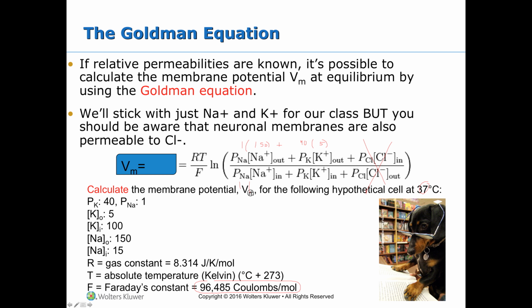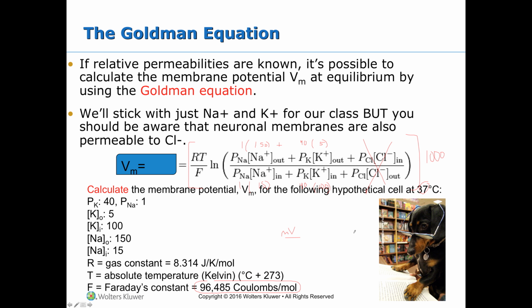And then you have 1 times 15, and then 40 times 100. My recommendation is to do all of this inside the parentheses first. So I get the natural log of 350, which is this term, divided by 4,015. If doing this, you should get negative 0.06517. But remember that you need to multiply this whole equation by 1,000 to get your answer in millivolts.